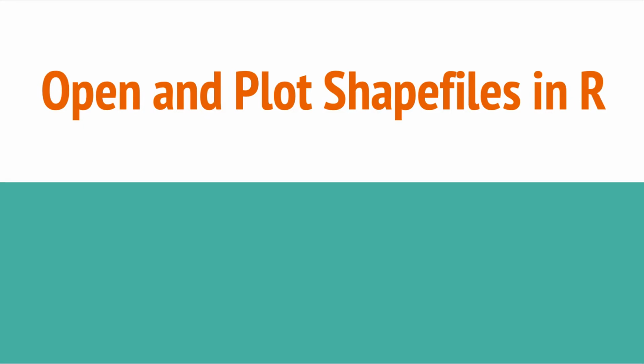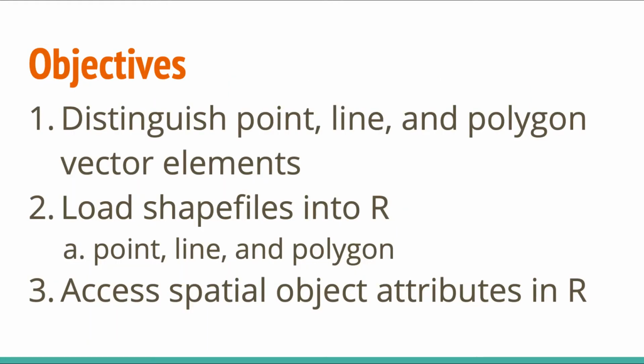Hello and welcome to this lesson in the Introduction to Geospatial Raster and Vector Data with R series. This is lesson 6 called Open and Plot Shapefiles in R. Our objectives for this lesson are for you to know the difference between point, line, and polygon vector elements, to be able to load point, line, and polygon shapefiles into R, and to access the attributes of a spatial object in R.